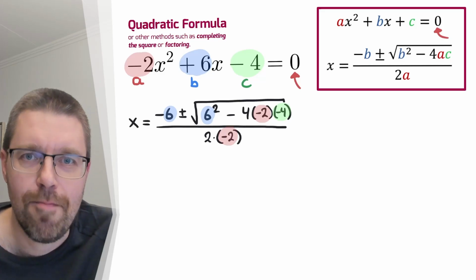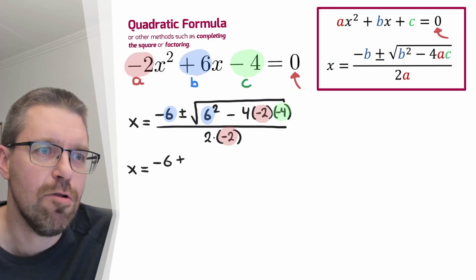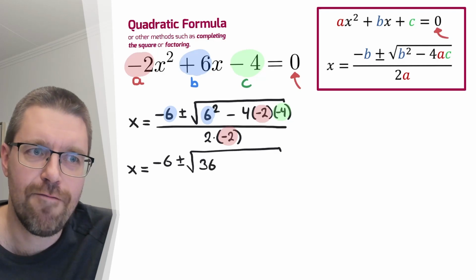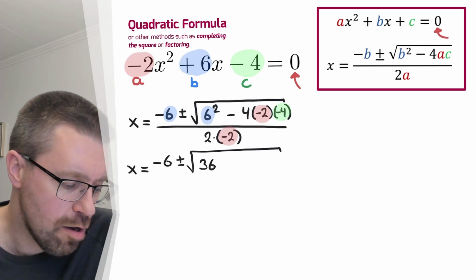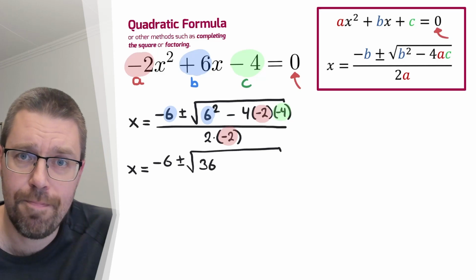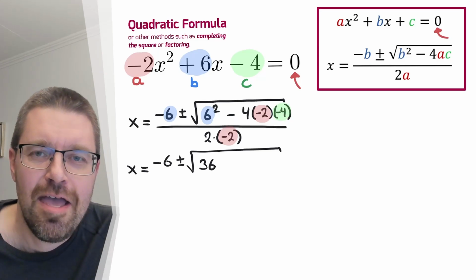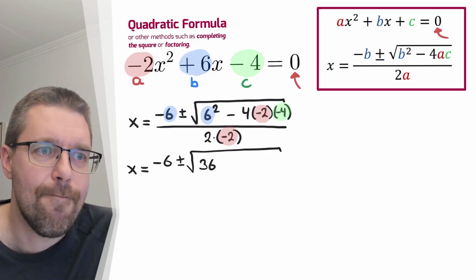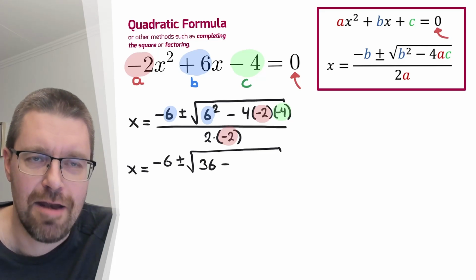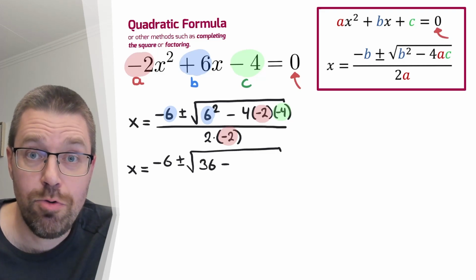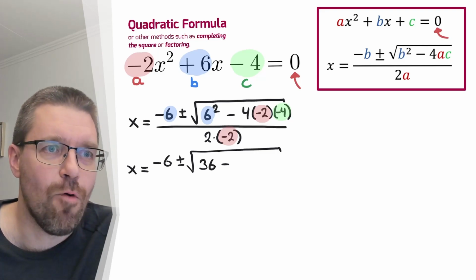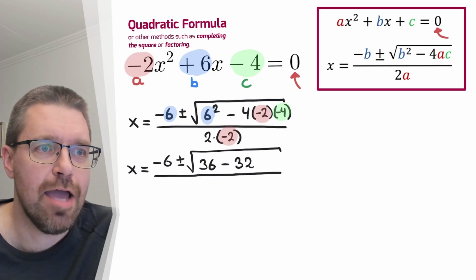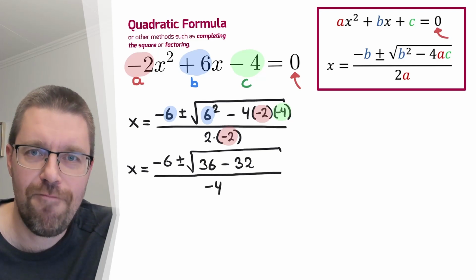Now it's time to simplify this. So x equals minus 6 plus minus. The square root will be 36 in the first term. And then in the next one we have 3 minus signs multiplied with each other. And if we have 3 negative numbers, then it will be minus. And then 4 times 2 equals 8, and then times 4 again, then we have 32. And then we divide by minus 4.